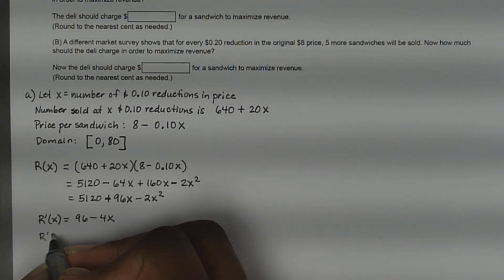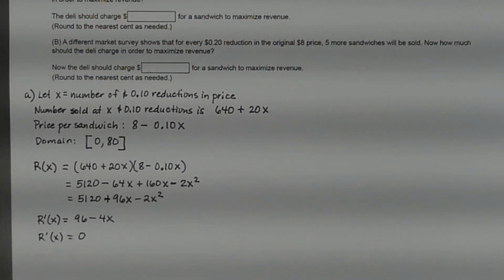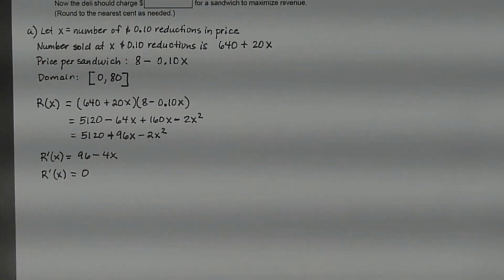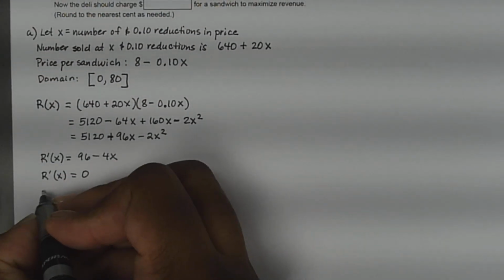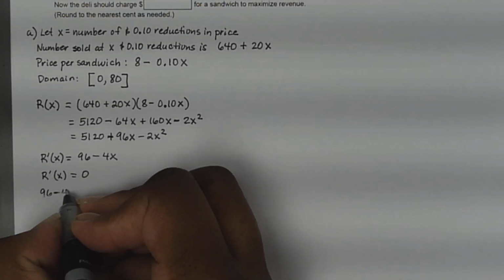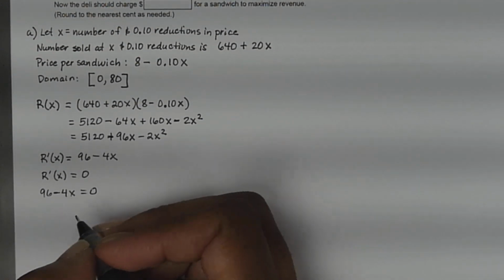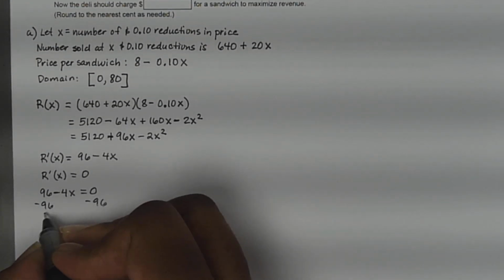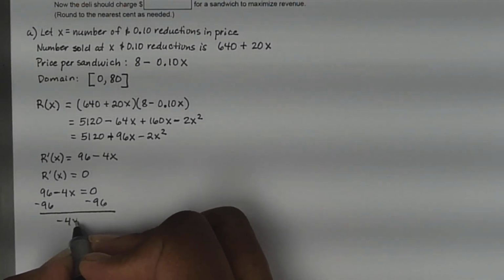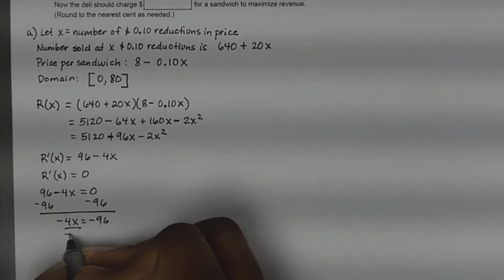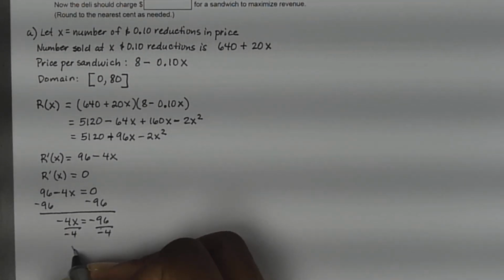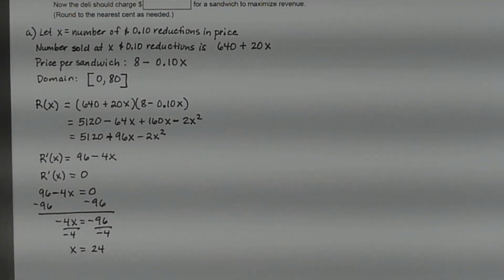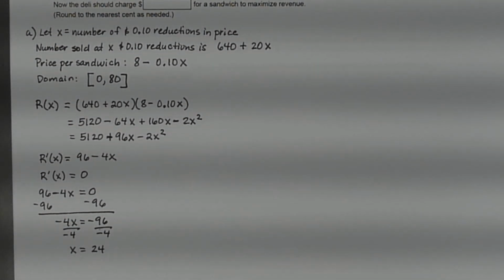And now take R prime of x, set that equal to 0. That would mean 96 minus 4x is equal to 0. If I subtract 96 on both sides, that would mean negative 4x is equal to negative 96, and divide by negative 4, that would mean x is equal to 24. So we know a critical number is going to be at x equals 24.